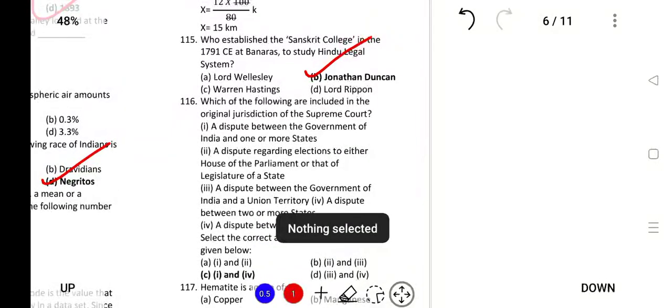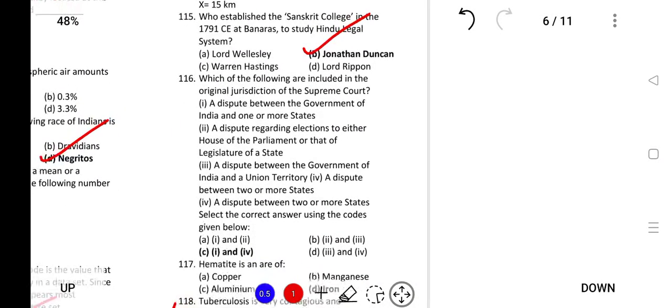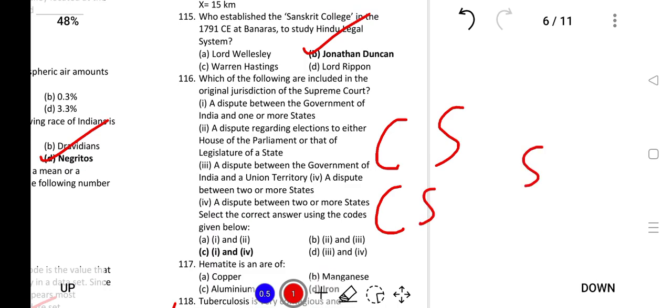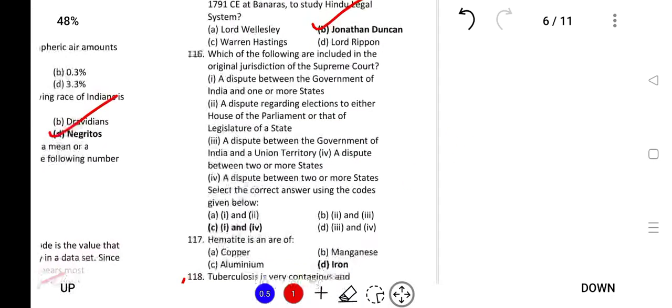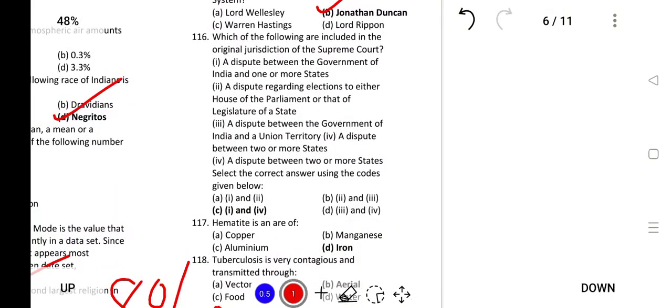Next, which of the following is included in the original jurisdiction? Original jurisdiction is the case of the Supreme Court. It has the power to judge between the center and state. When there is a conflict between the center and state, it gets resolved under original jurisdiction. So it will be 1 and 4.